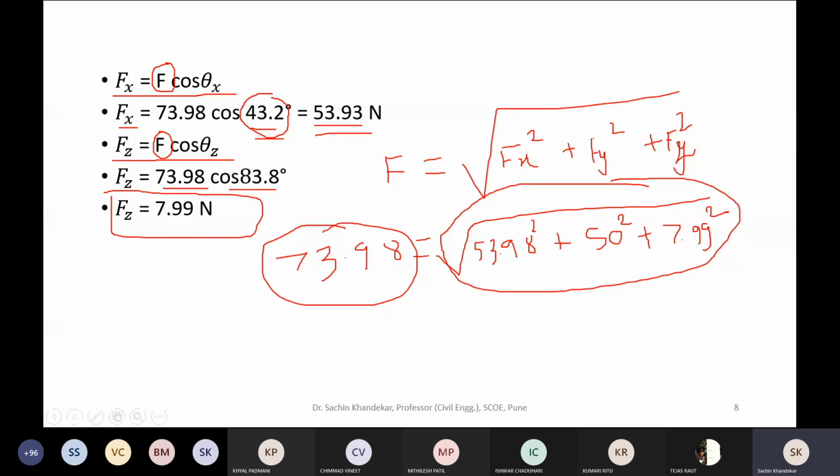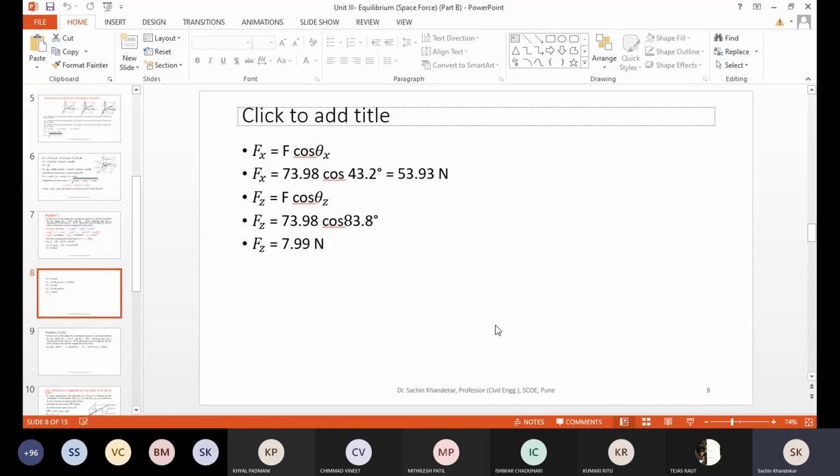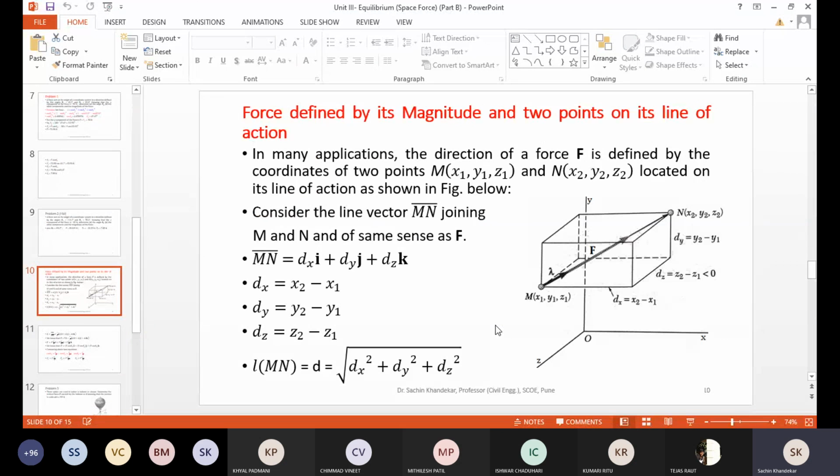Fine, this is the right time to stop here. In the next class, we will discuss a few more numerical problems, and also when a force is defined by its magnitude and any two points on its line of action, how to resolve the force. This case is very, very important.